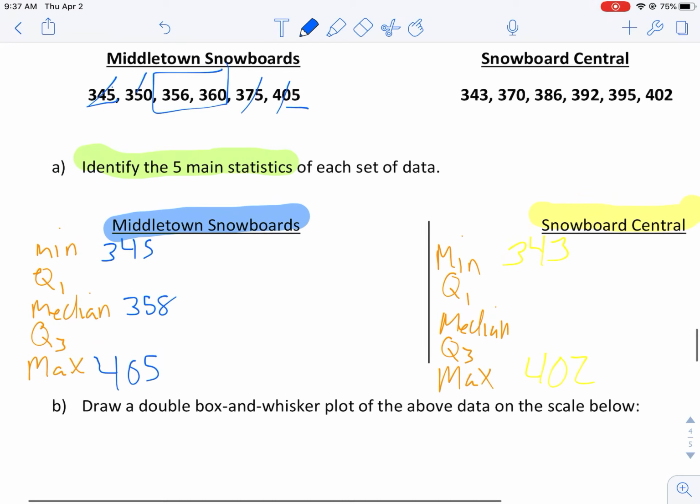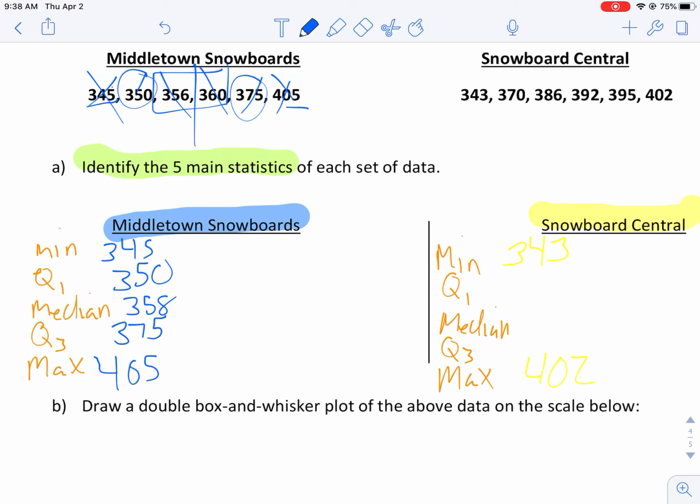My Q1, now I have to split this. I'm going to go backslash, backslash. Oh, I have 350. That came out nice. So 350. And then go up this way. Backslash, backslash, 375 is my Q3. I know you guys can see that guy only got slash once, so you should be good to go. So that's my 5-number summary for that.